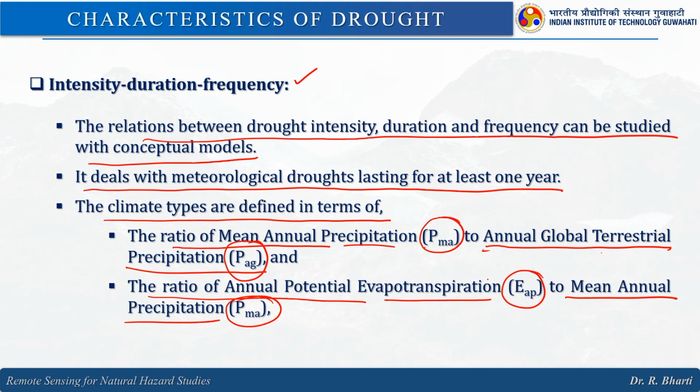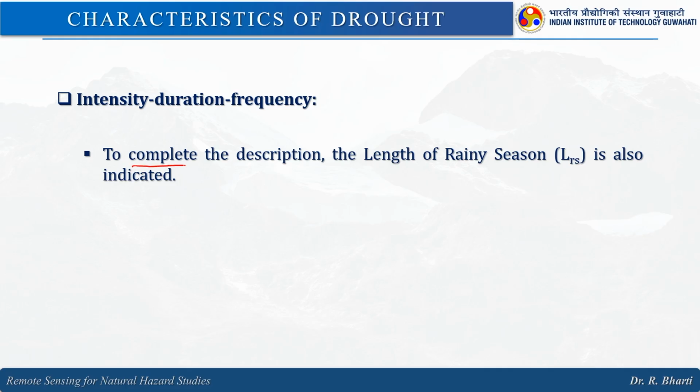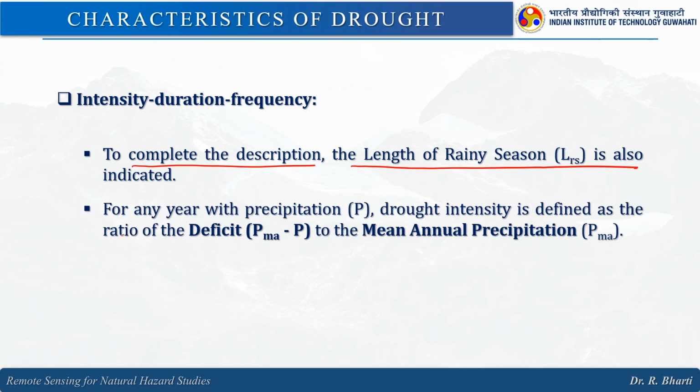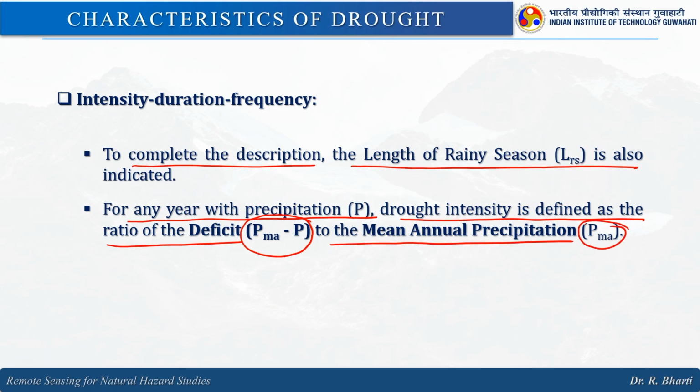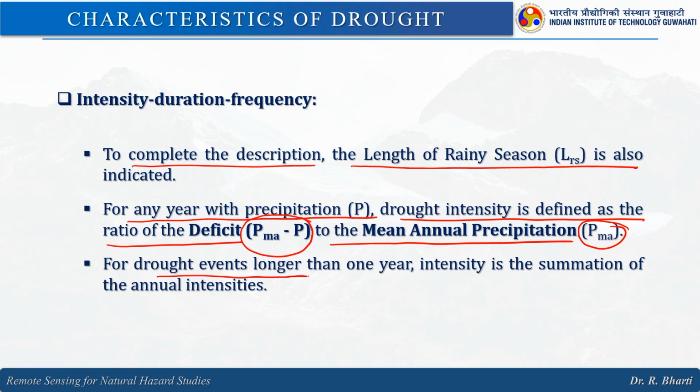I have a table for you that you will be referring to for the values. To complete the description, the length of the rainy season is also indicated. For any year with precipitation P, drought intensity is defined as the ratio of the deficit to the mean annual precipitation. So, the deficit will be calculated as PMA minus P, divided by PMA. For a drought event longer than 1 year, intensity is the summation of the annual intensity.